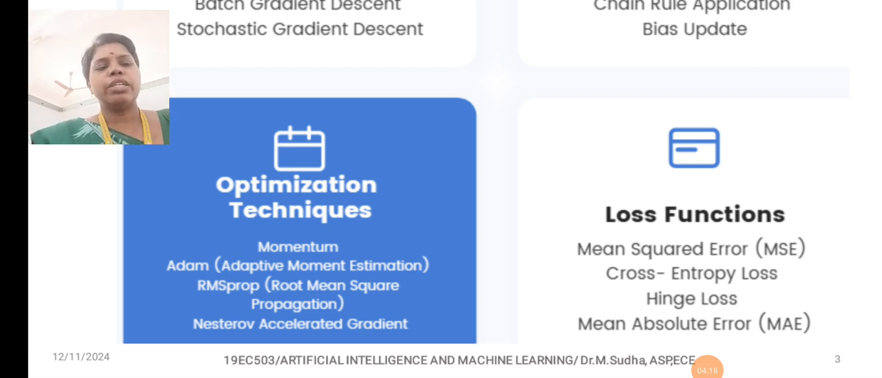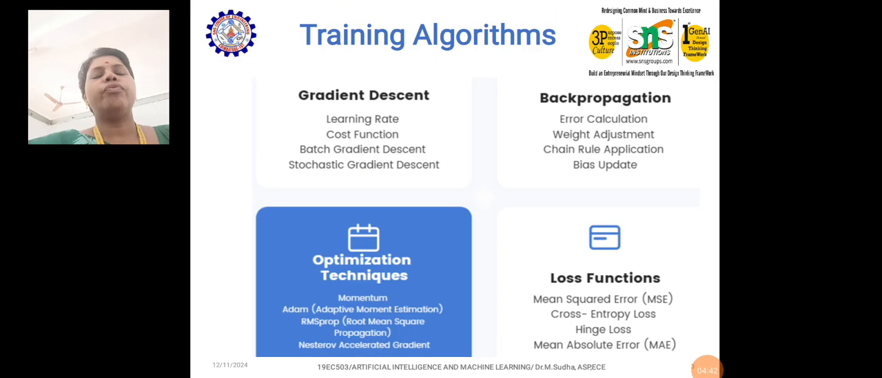In the loss function, we need to concentrate on these parameters. What is the mean squared error? We all know very well about mean squared error, cross entropy loss, hinge loss, and mean absolute error. So we should be more focused on these parameters: mean squared error, cross entropy loss, hinge loss, mean absolute error. This is how we have to be choosy while choosing the training algorithm, and concentrate on all of these metrics before opting for the training algorithm.